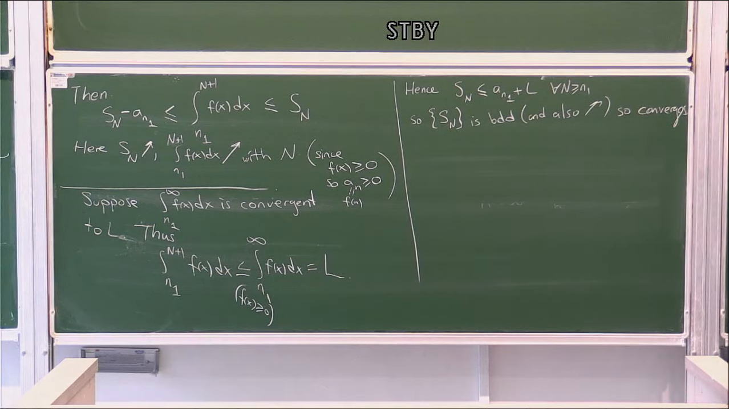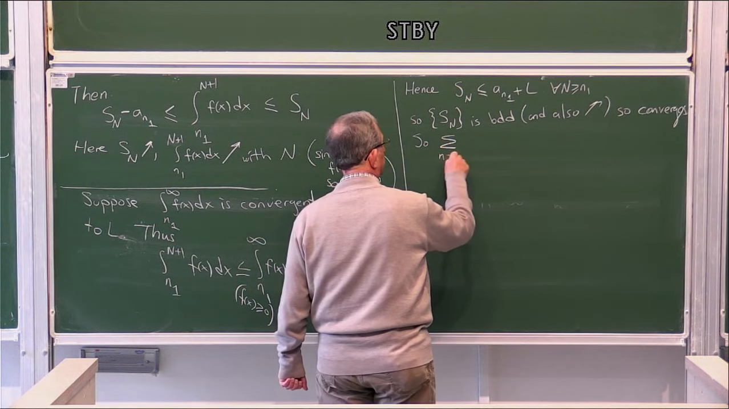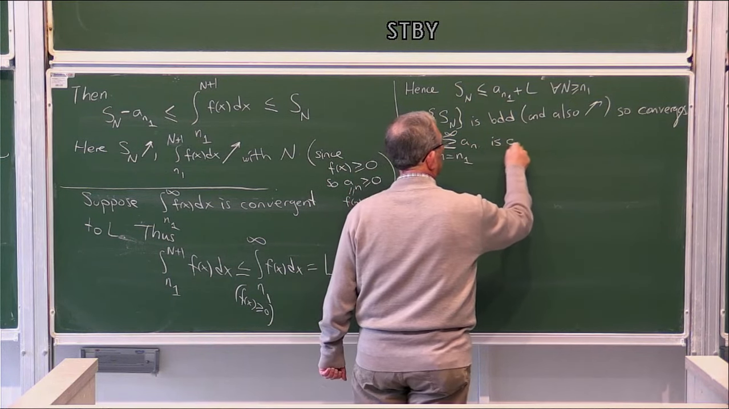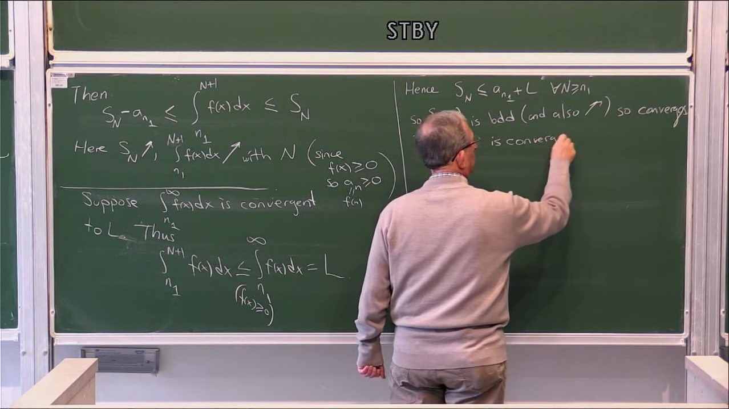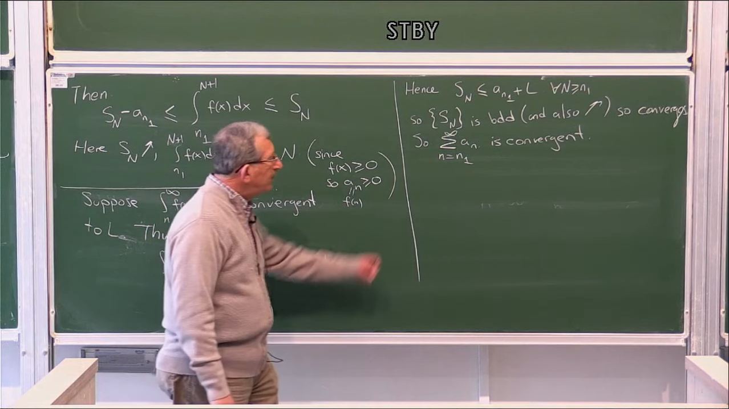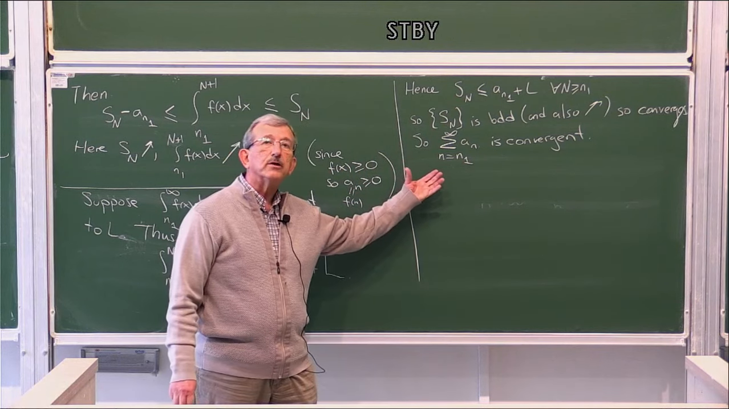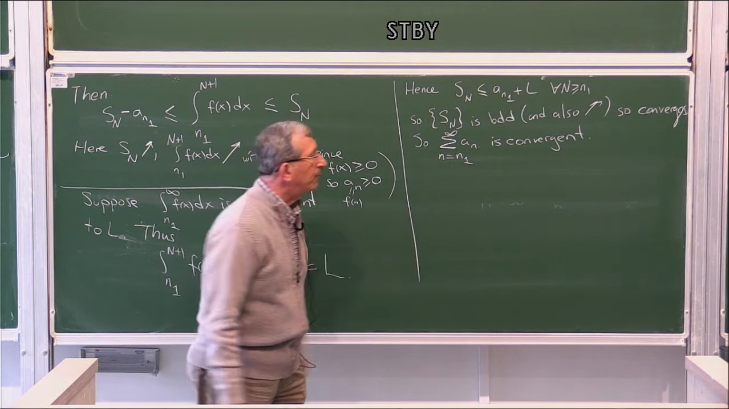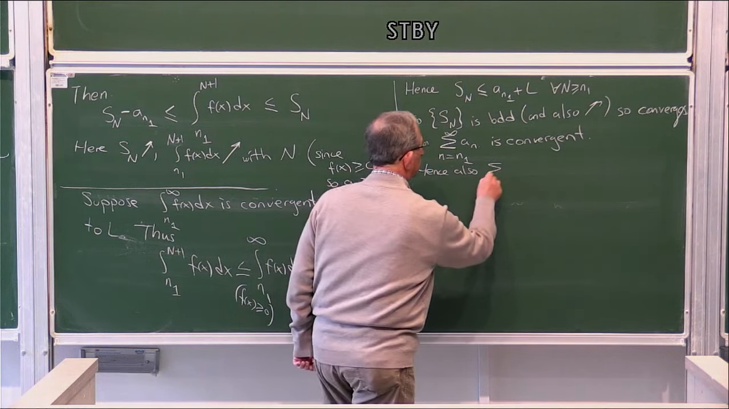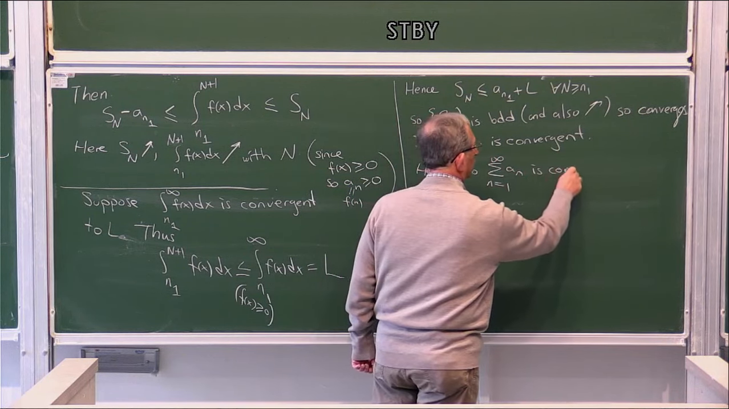Now, this means, of course, the series starting with N1 is convergent. Well, if we start the series from 1, the meaning is we're adding a constant to it. So it does not affect convergence, hence also the series starting from 1 is convergent.